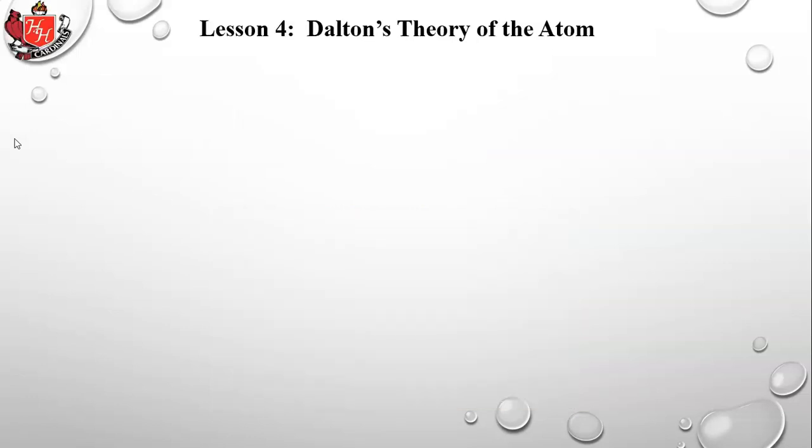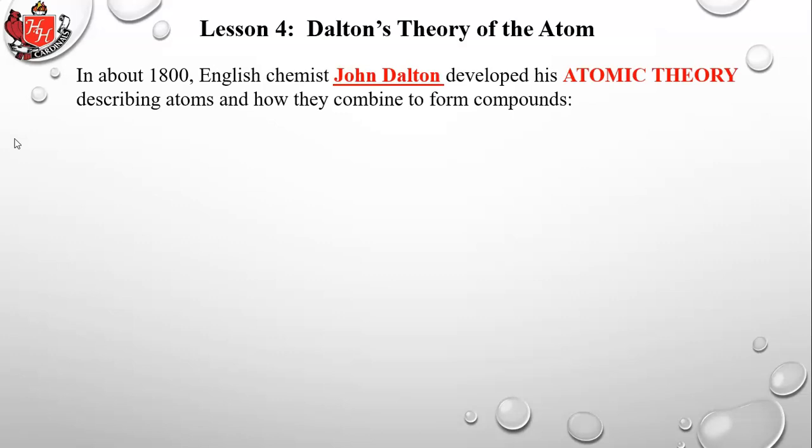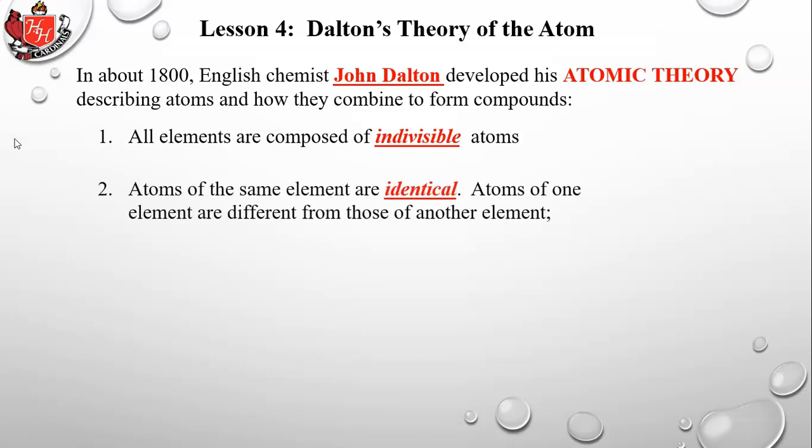In about 1800, English chemist John Dalton developed his atomic theory describing atoms and how they combine to form compounds. 1. All elements are composed of indivisible atoms. 2. Atoms of the same element are identical. Atoms of one element are different from those of another element.